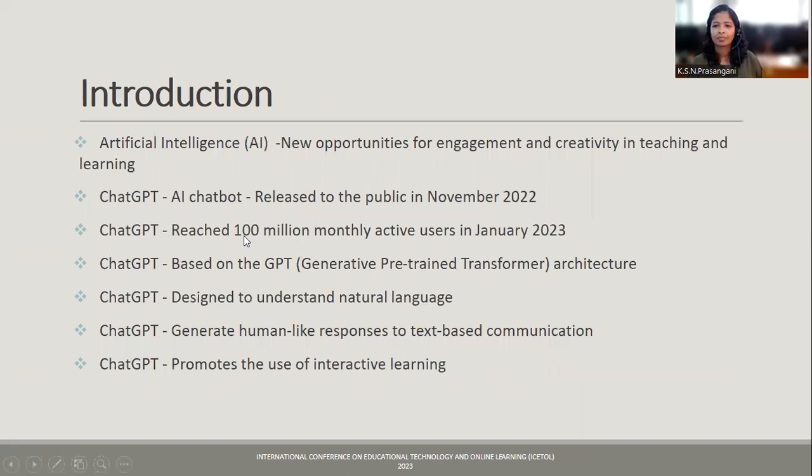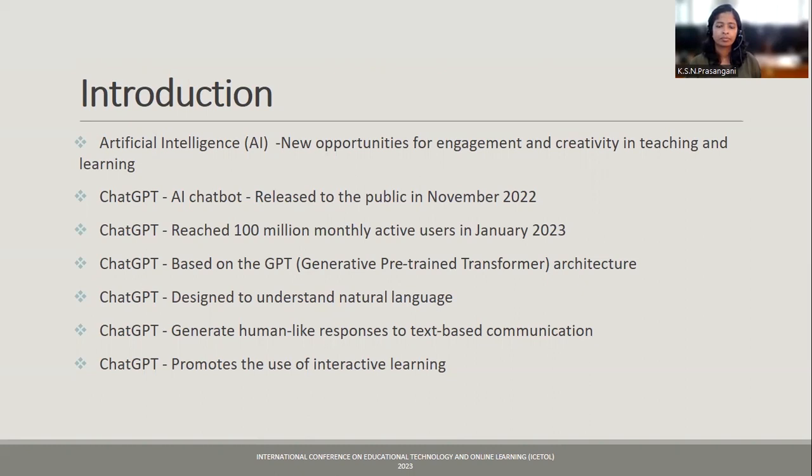So let's briefly talk about the introduction. As all of you know, artificial intelligence has created new opportunities for engagement and creativity in teaching and learning. At present, educators can use various AI tools for tasks related to teaching and learning. OpenAI in 2022 stated that ChatGPT is an AI chatbot that was released to the public in November 2022. So again, it is a relatively new AI tool.